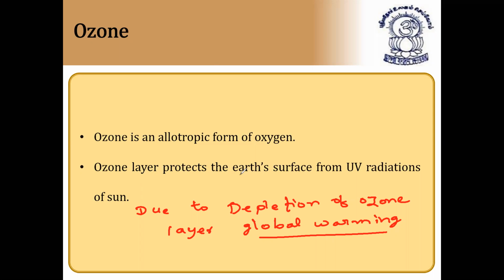The ozone layer protects the Earth's surface from ultraviolet radiation coming directly from the sun. Because of the ozone layer only, all the ultraviolet radiation is not coming directly from the sun. That's why it's very, very important.